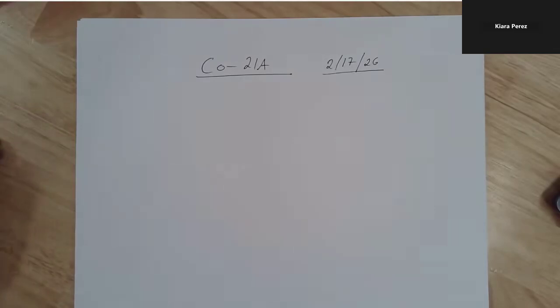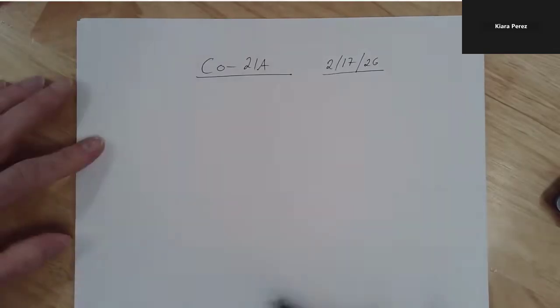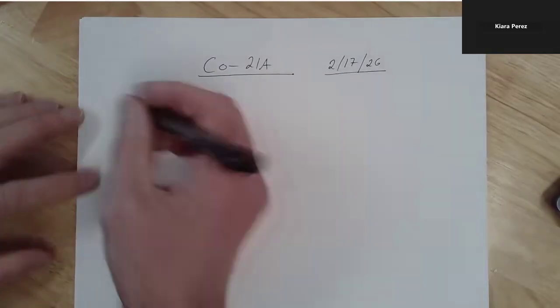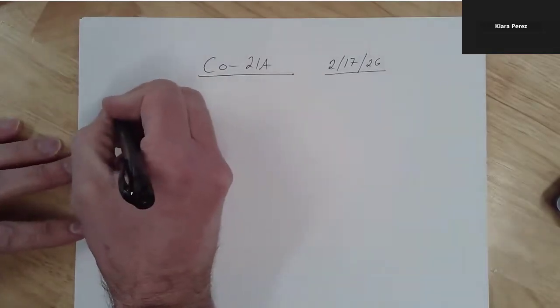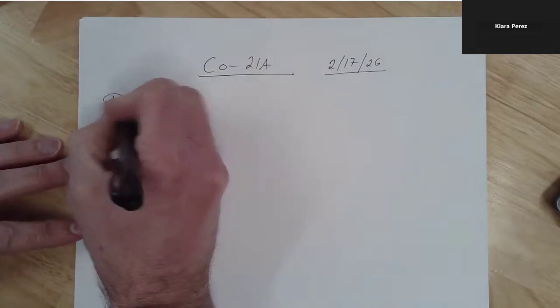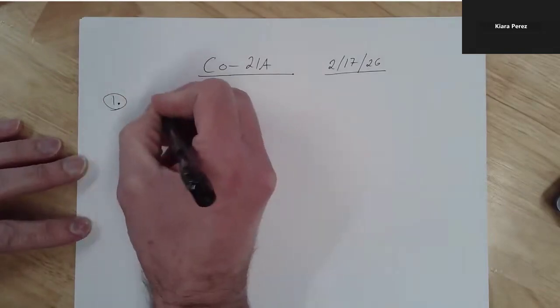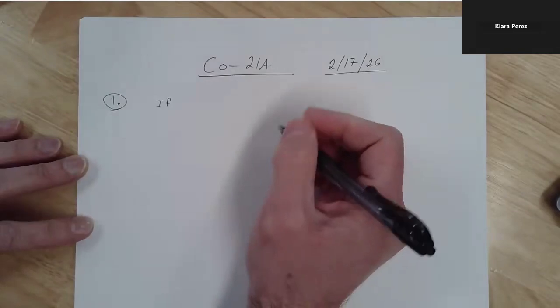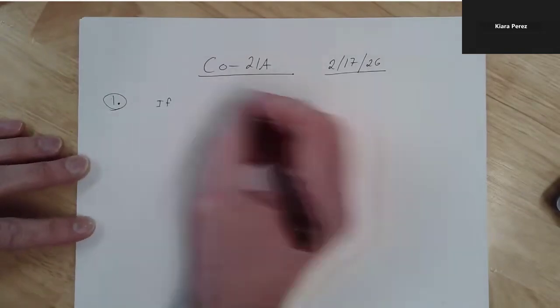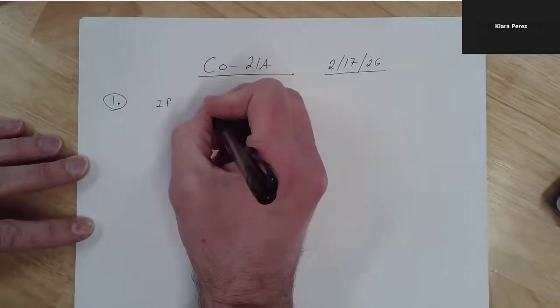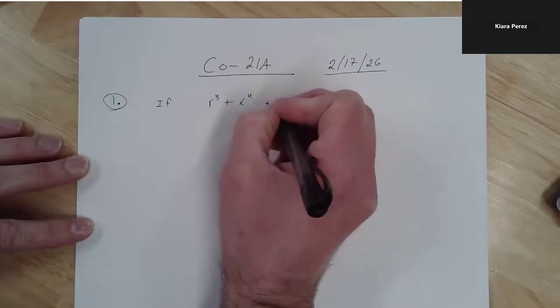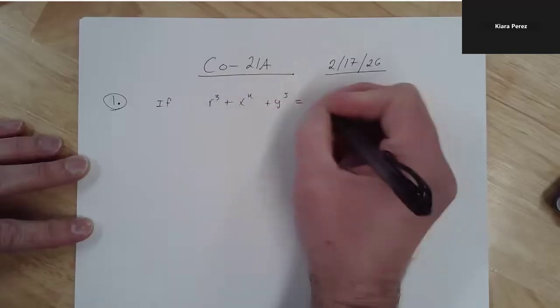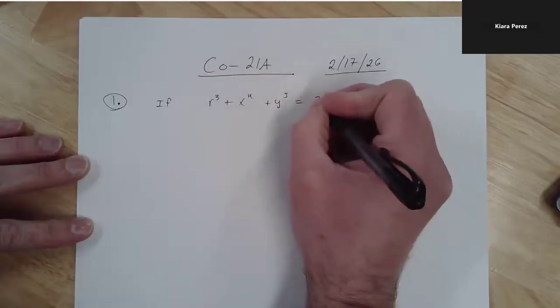To your other question though about related rates, I think you were imagining something like this. For example, if we're given something like r cubed plus x to the fourth plus y to the fifth is equal to 33.